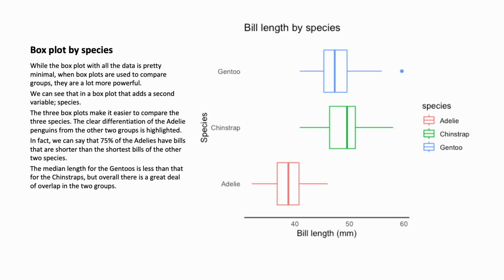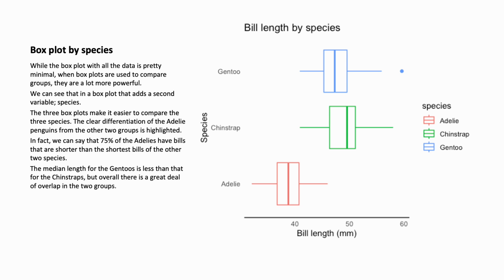So I can say that 75% of the Gentoos here actually fall above 75% of the Adelies here. And the same thing for the chinstrap. 75% of the chinstraps are above 75% of the Adelies.